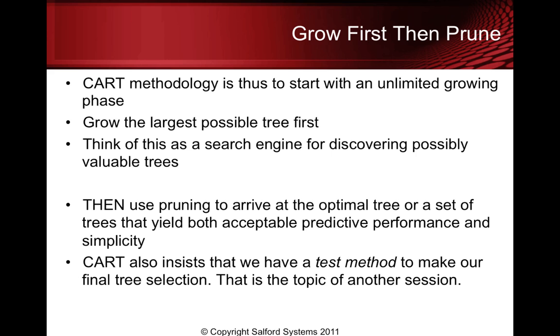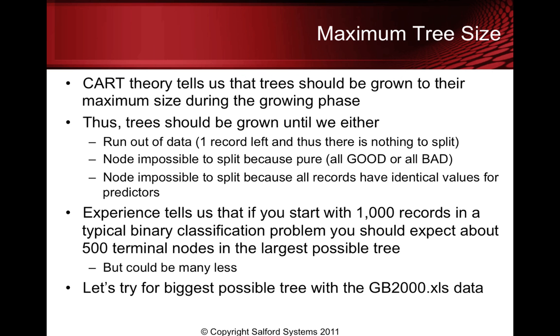So the CART methodology is to grow first and then prune and ultimately arrive at the best tree. The CART methodology is thus a sort of search engine for discovering possibly valuable trees. First we grow, then the pruning is used to arrive at the optimal tree, or very often a range of tree sizes that yield both acceptable predictive performance and simplicity. CART also insists that we have a test method to make our final tree selection, but that's the topic of another session. CART theory tells us that trees should be grown to their maximum size during the growing phase.